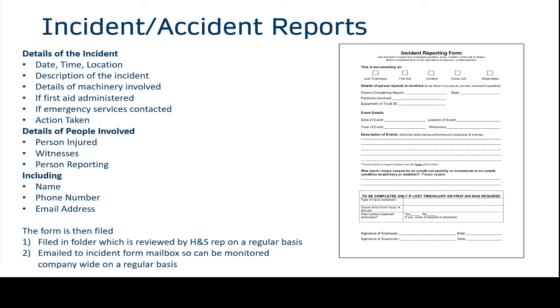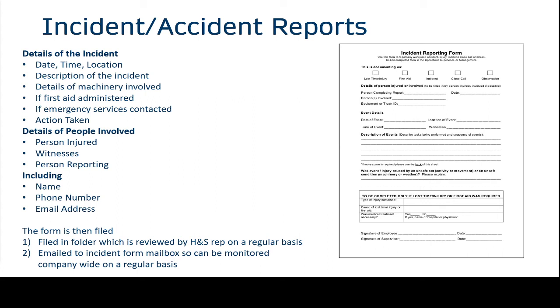But first of all, you'd get the incident reporting form. You would put in details of the incident, including its date, the time and location of the incident. You'd also include a description of the incident, details of the machinery involved, and you'd document if first aid had been administered. You'd also record if emergency services had been contacted and what actions had been taken. So did the person go to hospital? Was first aid performed, or was no action necessary? So that's the sort of information you'd put on there.